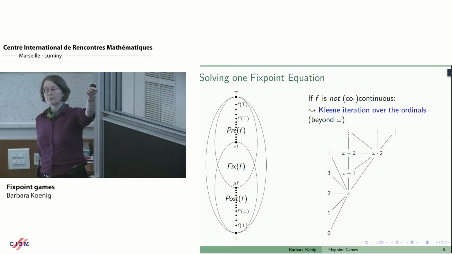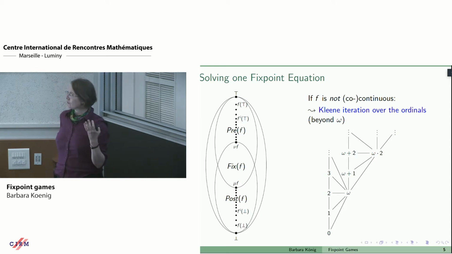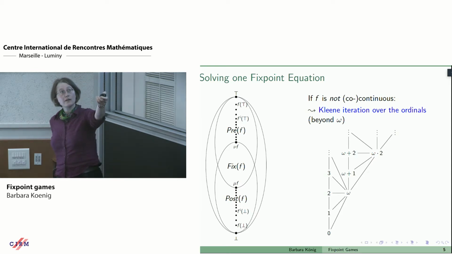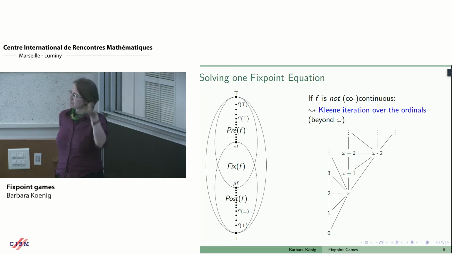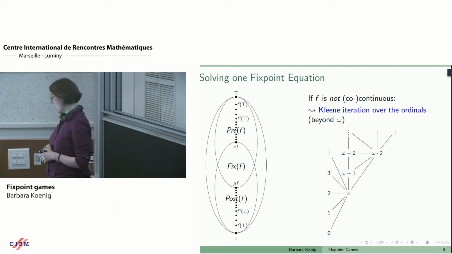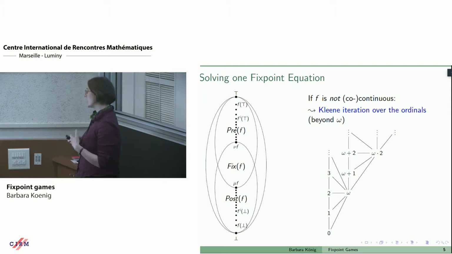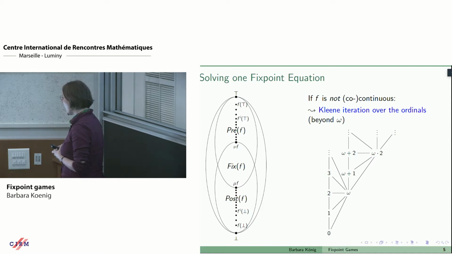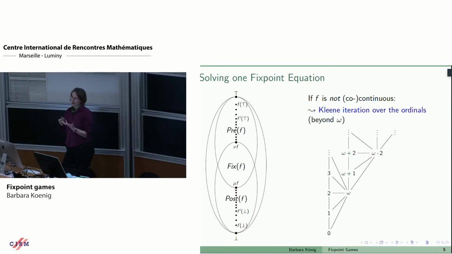You take your supremum, you realize that you have not yet found the least fixed point, and then you go to omega plus 1, and you keep going with your fixed point iteration until at some point you reach the fixed point. So the functions that I'll consider in the future are not necessarily continuous or co-continuous, but because of this game view that we have, it's not actually a problem.